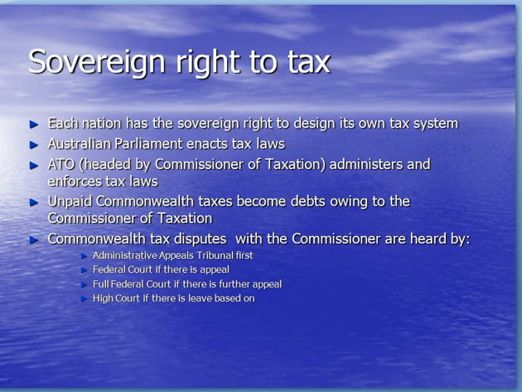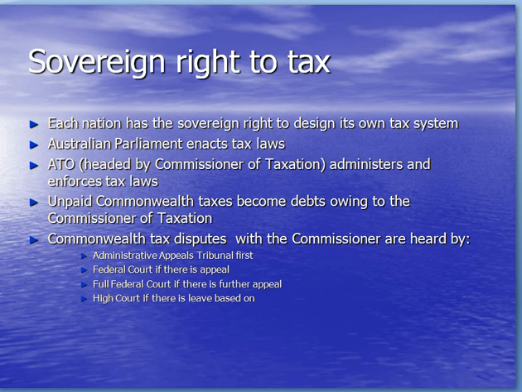The sovereign right to tax means that each nation has the ability to design its own tax system. The Australian Parliament enacts tax laws for Australia. The ATO is headed by a Commissioner of Taxation and administers and enforces the tax law. So the ATO is the one that will take a taxpayer to court if they fail to pay. Unpaid Commonwealth taxes become debts owing to the Commissioner of Taxation.